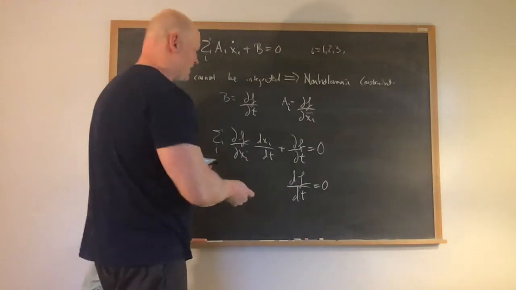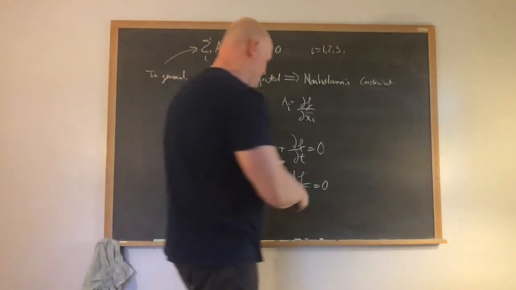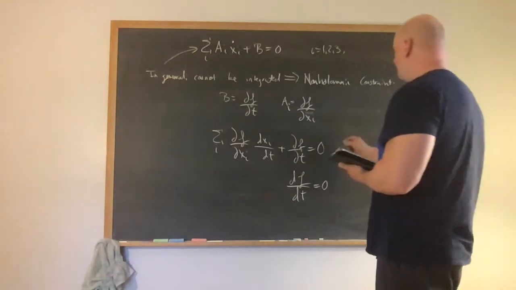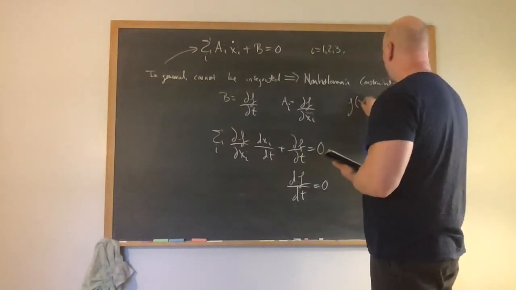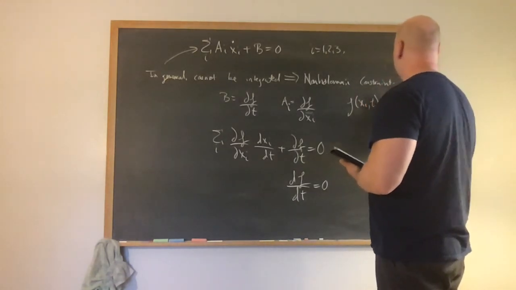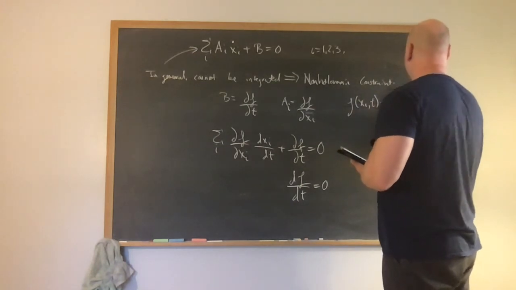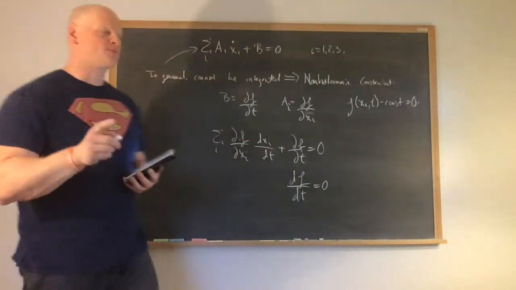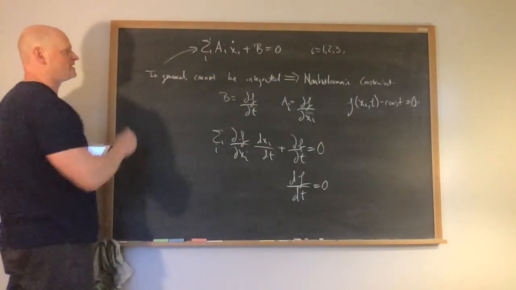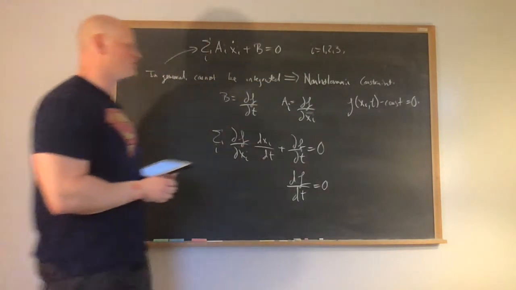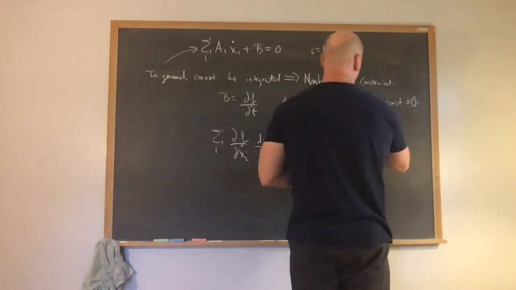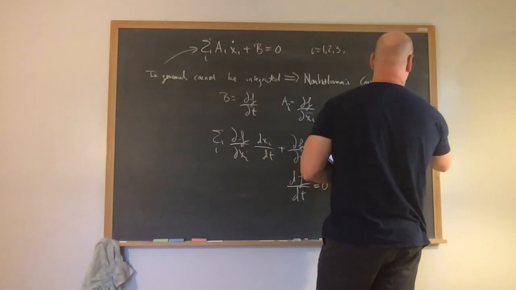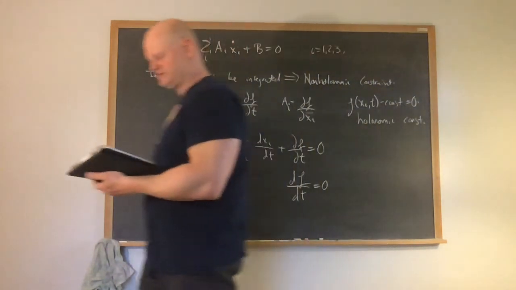What this means then is that we can write this as a total derivative, but since this is a total derivative, we can then simply integrate it, which means that we can write f of xi, t minus a particular constant is then equal to 0. Okay. Now, in this particular case, what we thought was a non-holonomic constraint is actually equal to a holonomic constraint under this particular integration.